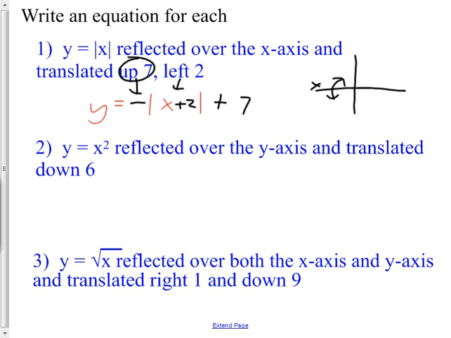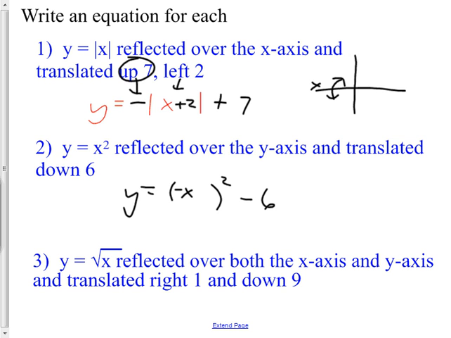Y equals x squared, reflected over the y and translated down 6. Reflected over the y and then down 6. Whenever I do these, I make the x be in parentheses, and I'll leave a little room around it to throw in some negatives and stuff. All right. So far, every answer I've seen has been right, so nice job. Negative goes in there, and then down 6 is the minus 6 on the outside.